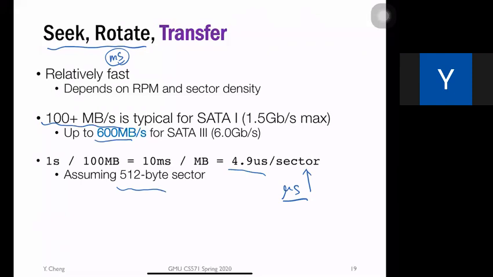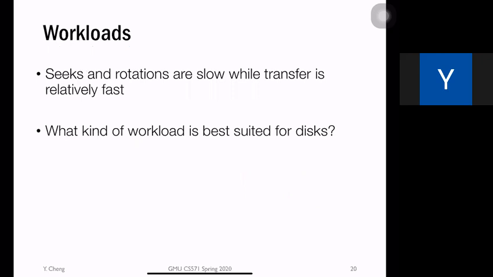So assuming the disk bandwidth is 100 megabytes per second, 1 second divided by 100 megabytes translates into 10 milliseconds per megabyte, and further translated into like 4.9, which is almost 5 microseconds per sector. Okay, so this is the third factor. All right, so let's put this performance model into some context.